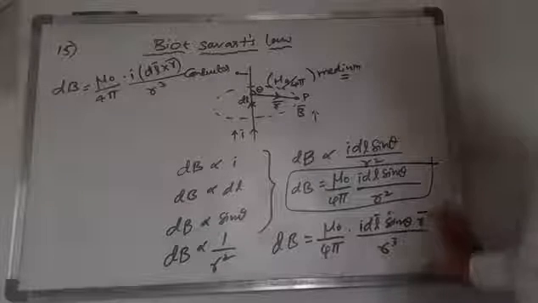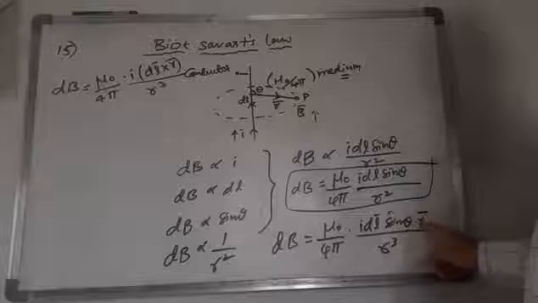So this is a vector form. dl is there, r is there, sin theta is there. So it is a definition of A cross B.